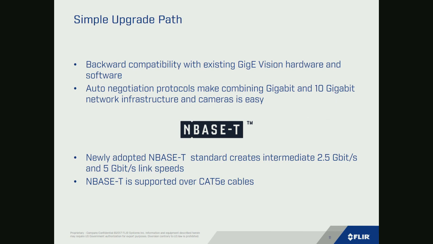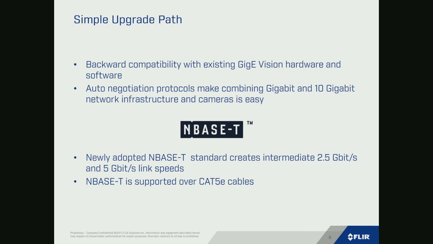10 Gigabit Ethernet also enables a really simple upgrade path. The backward compatibility with existing GigE Vision hardware and software means you can take a 10 Gigabit Ethernet camera and plug it into any of those existing systems, and it'll just work. It'll just step down to whatever speed is needed. It also gives system designers a lot of flexibility to mix and match the hardware. So if you have a 10 Gigabit switch, and you need one super high frame rate or high resolution camera and then a couple of lower ones, you can combine those GigE cameras with 10 GigE cameras all on one switch, and it just works seamlessly.